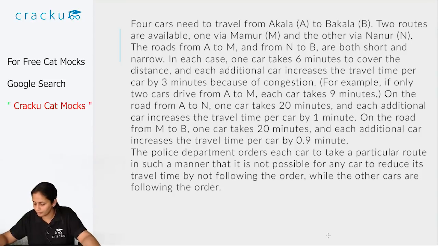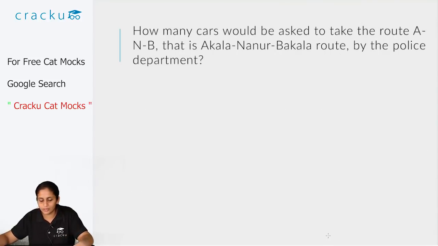On the road from M to B, one car takes 20 minutes and each additional car increases the travel time by 0.9 minutes. The police department orders each car to take a particular route in such a manner that it is not possible for any car to reduce its time by not following the orders while the other cars are following the order. So the question here is how many cars would be asked to take this route, that is A and B, by the police department.